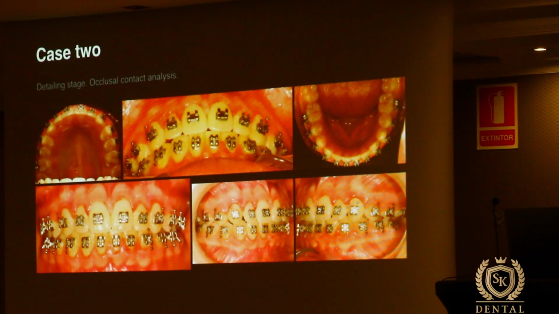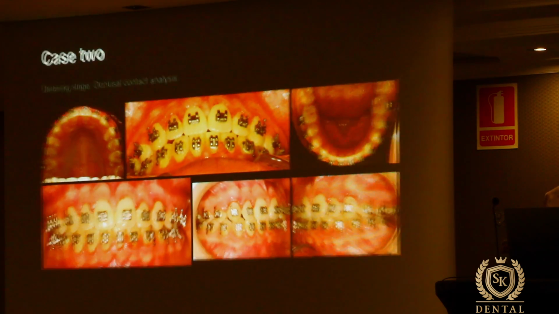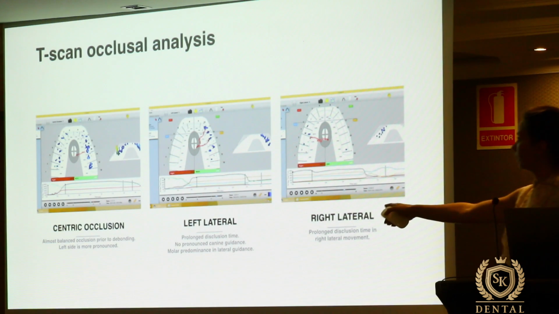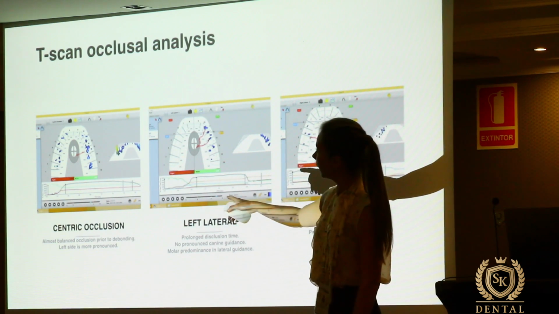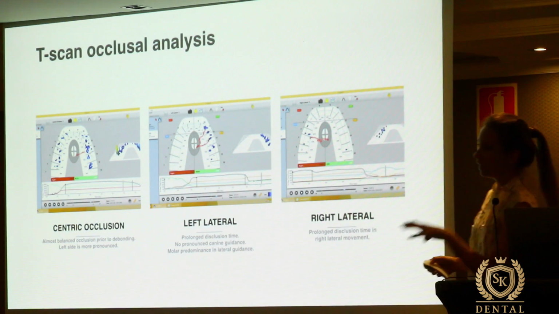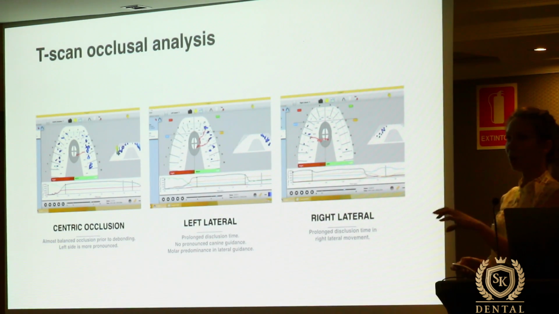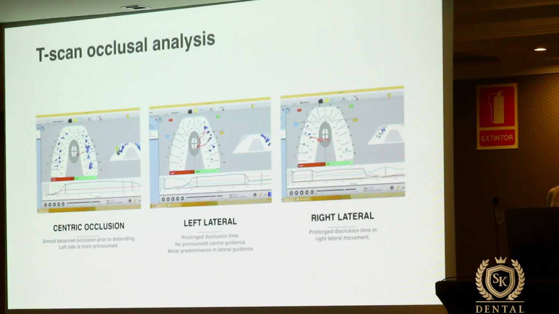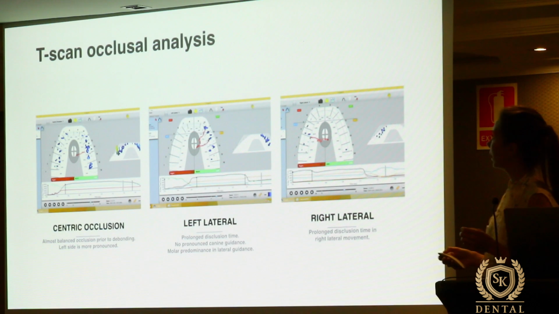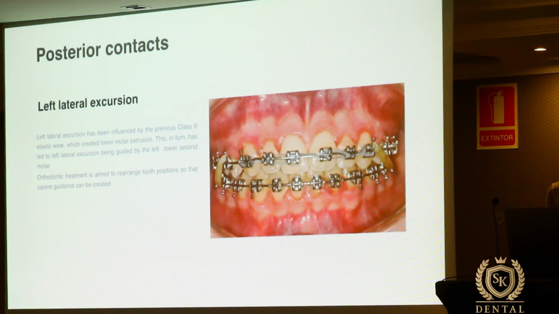Case number 2 is a success case when we measure the occlusion during the detailing stage. This is the central occlusal screen, and we see that the occlusal contacts are evenly distributed along the dental arches, and we have a lot of contacts, very well distributed. The next 2 pictures are the left lateral and right lateral excursions, and we have lateral working contacts in both cases, and the disclusion time is long, so we do not have a pure canine guidance.